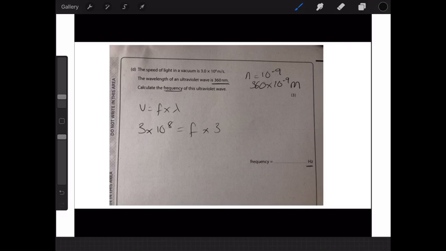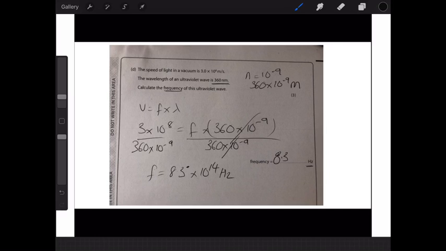The wavelength is 360 times 10 to the minus 9, to make sure I've got it in those standard units. I could draw a triangle here, and that would lead me to the same thing as if I use the balance method. If I divide both sides by 360 times 10 to the minus 9, these cancel to leave me with f equal to 3 times 10 to the 8 divided by 360 times 10 to the minus 9. When I worked that out on my calculator, I got 8.3 recurring times 10 to the 14 hertz. So I would just put 8.3 times 10 to the 14 as my final answer here.